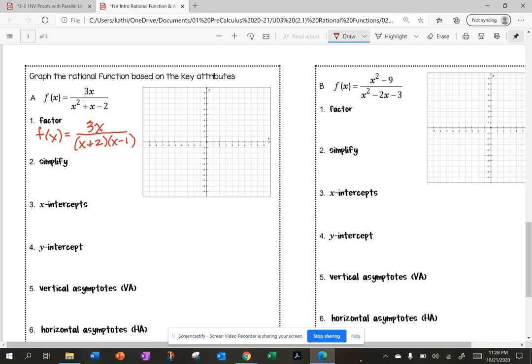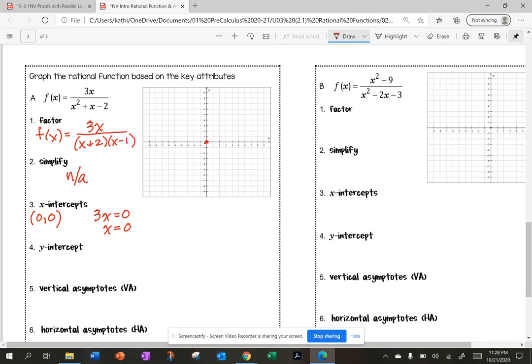Do I have anything to simplify in the numerator and the denominator? No, so that does not apply. For the x-intercepts, this is where I am going to set the numerator equal to 0. So the numerator is 3x, so this is 3x equals 0. Solving for x, I get x is 0. So the coordinate is going to be at x is 0 and y is 0. So I'm going to plot that point. That's at the origin, right?